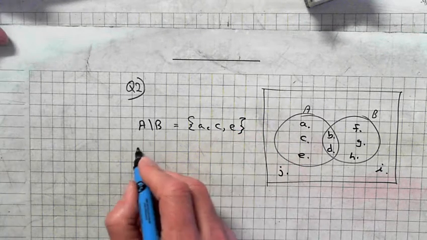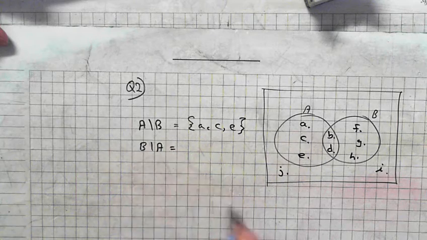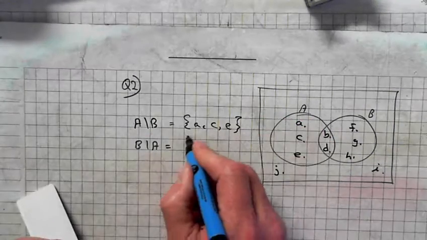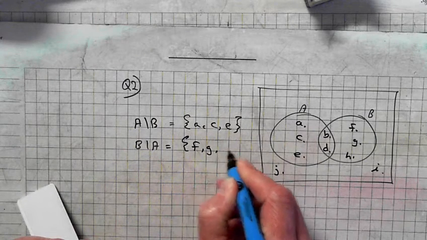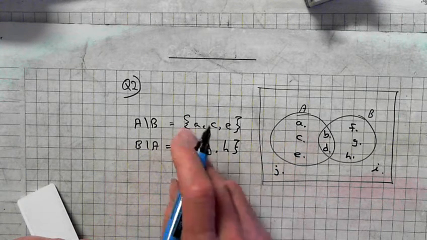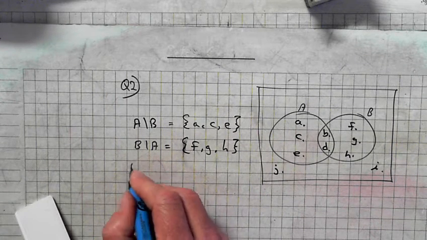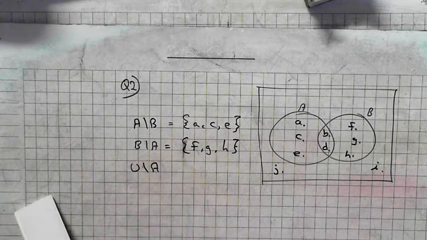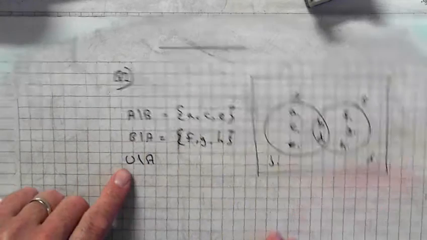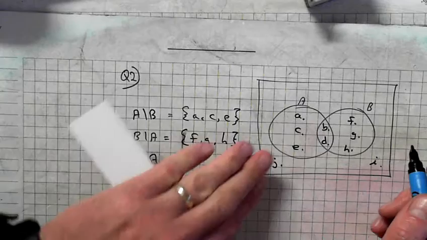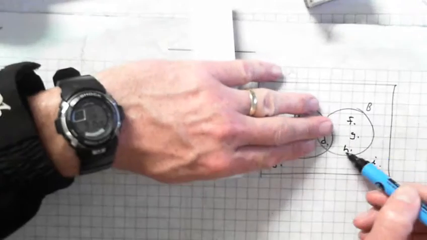What's the next one? B less A. I want B, but I don't want any of A. F, G, H. Next one is universal, but I don't want any of A. Everything, but I don't want any of A. That's easy. So F, G, H, I, and J.